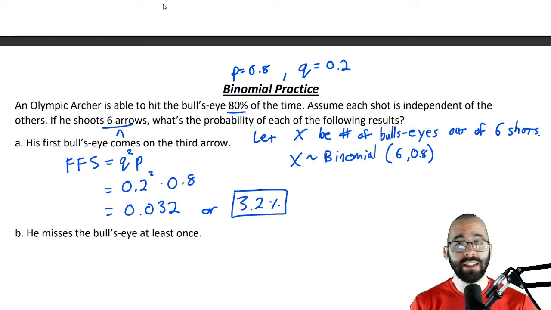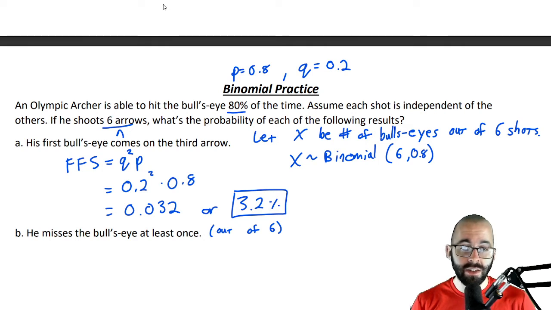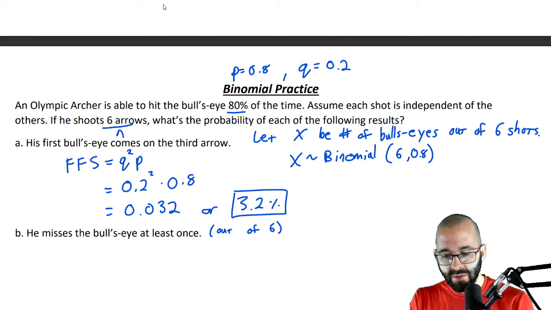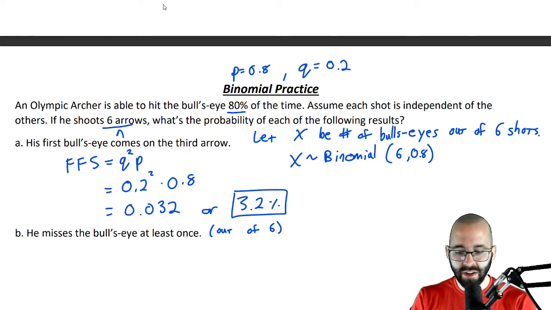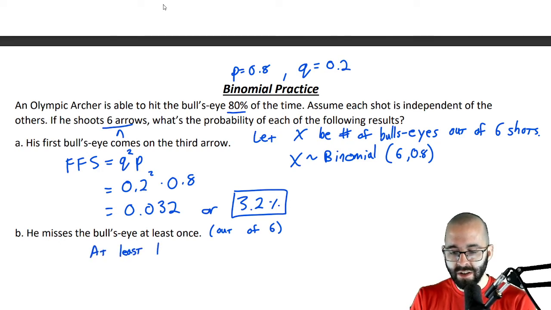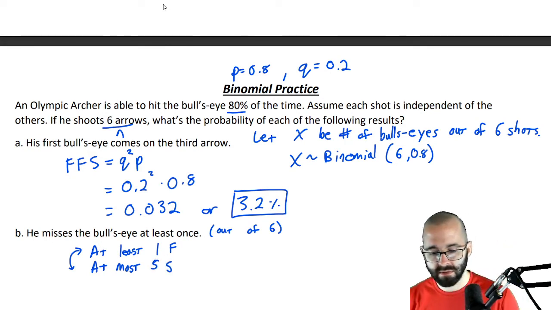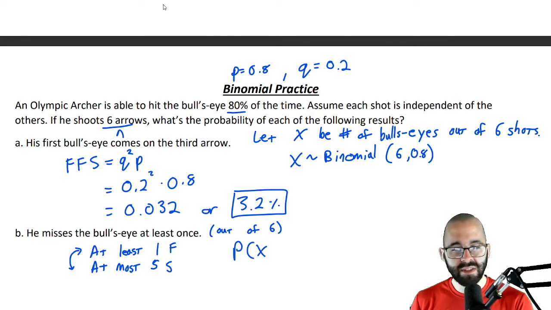What's the chance that he misses at least once out of 6 arrows? Remember, this is kind of going back to the beginning. What's the probability that he misses at least once? Well, we're talking about successes. Let's be positive. We're always talking about successes here. So misses at least once means hits no more than 5. How many failures? At least 1 failure is the same as at most 5 successes. So we'll look at the probability that the number of successes out of 6 shots is less than or equal to 5.